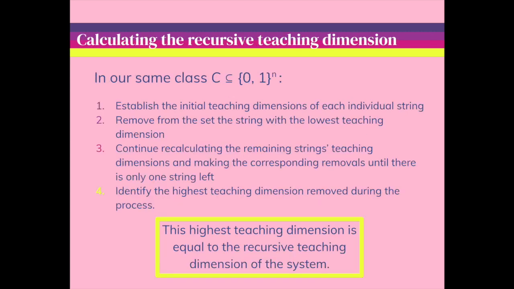So here's how we calculate the recursive teaching dimension. Bear with us, we'll show you an example in a minute. Given a set of strings C, step 1 is to calculate the teaching dimensions of each individual string. Step 2 is to identify the string with the lowest teaching dimension, record that number, and remove that string from the set. Step 3 is to continue recalculating teaching dimensions and removing strings accordingly until there is only one string remaining. Step 4 is to find the highest of the recorded teaching dimensions. That is the recursive teaching dimension.